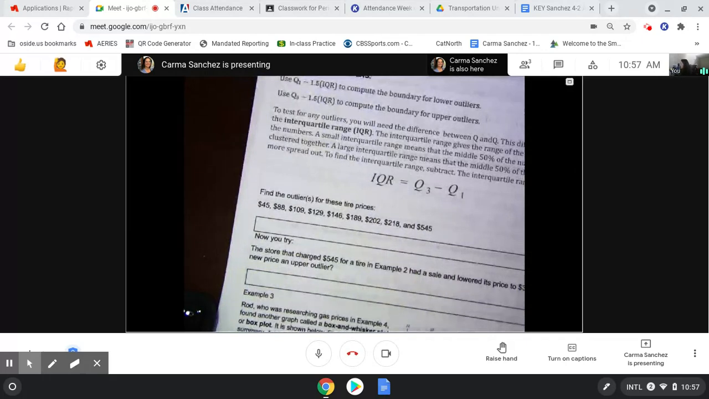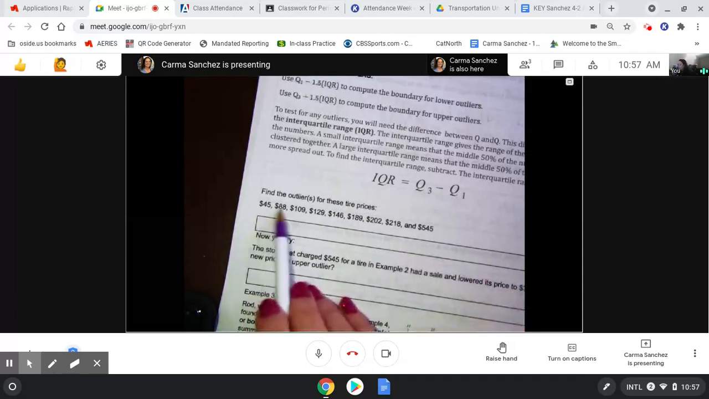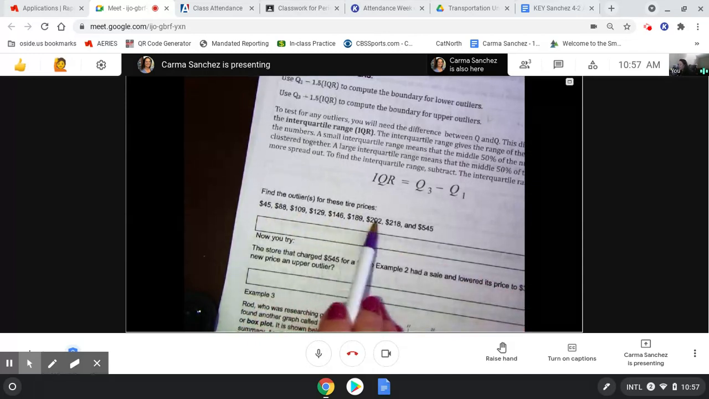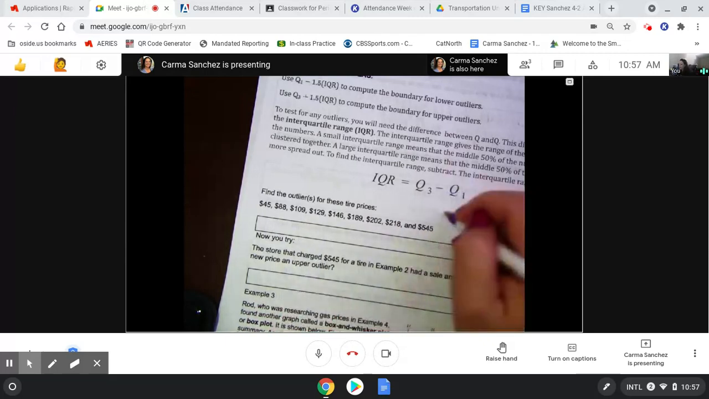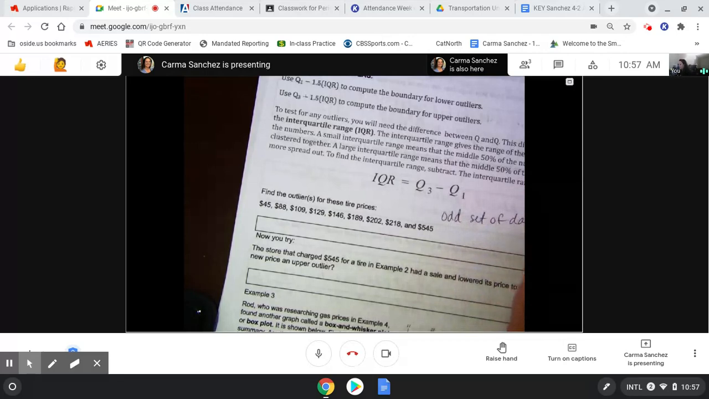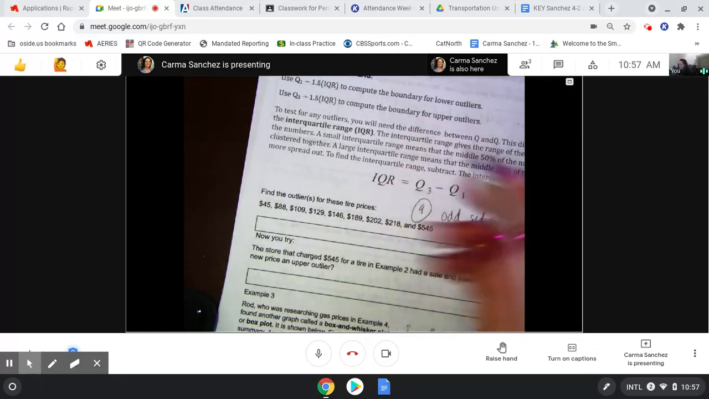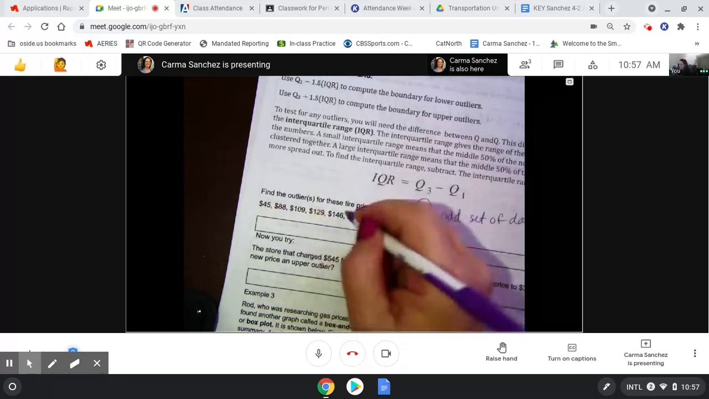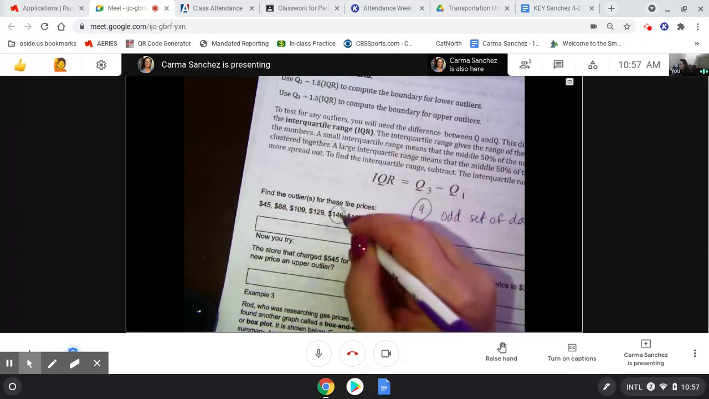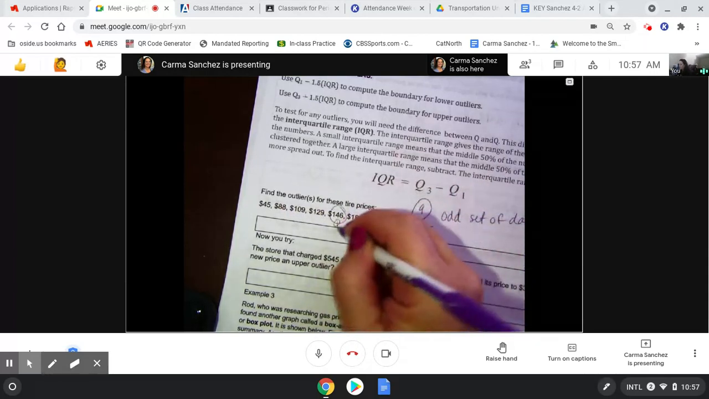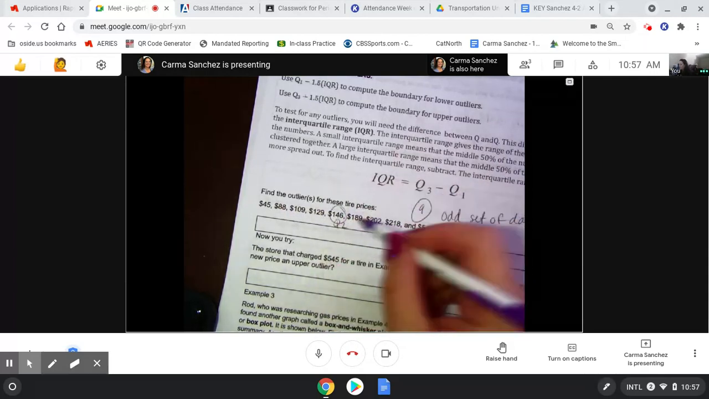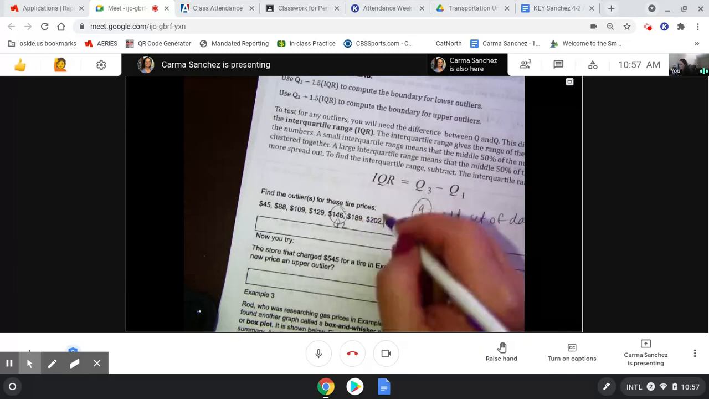Hang on a second. I'm looking to see. Gosh, I really didn't leave us a lot of space to type here. Okay. So 1, 2, 3, 4, 5, 6, 7, 8, 9 pieces of data, and they're already in order. So this is an odd set of data, and there's 9 pieces. So 1, 2, 3, 4, 5, 1, 2, 3, 4, 5. This is my Q2.